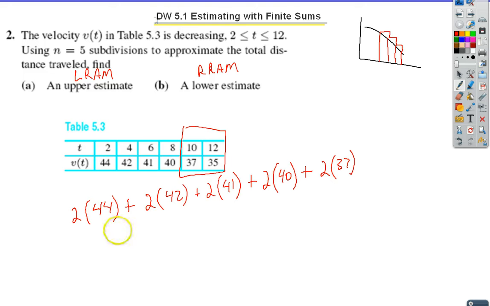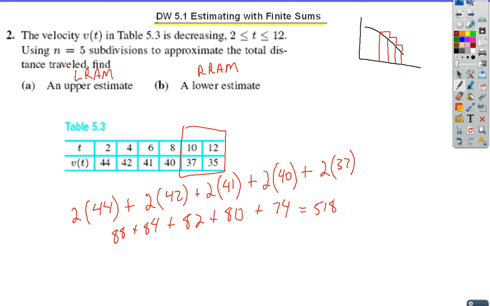Okay, so here you have an 88 plus an 84 plus an 82 plus an 80 plus a 74. So it's 1, 2, 3, 4, 320, 342, 344, 348, 518. Okay, so there you go. That's how you do it.